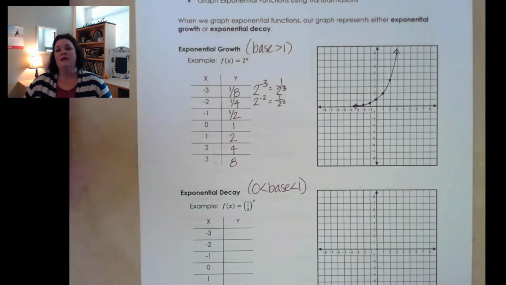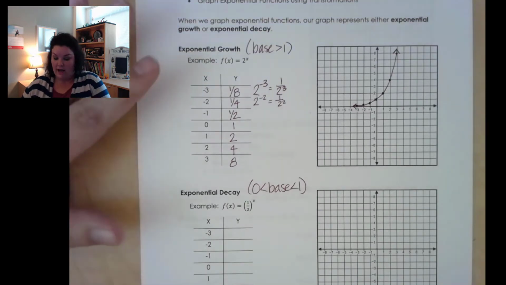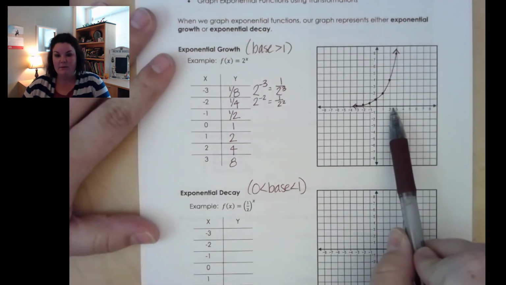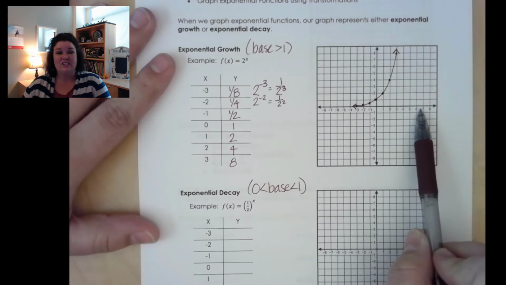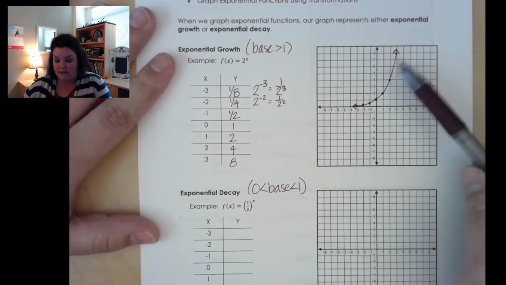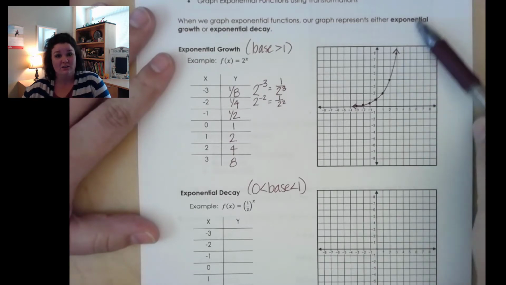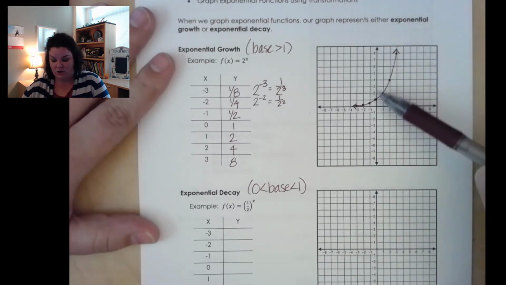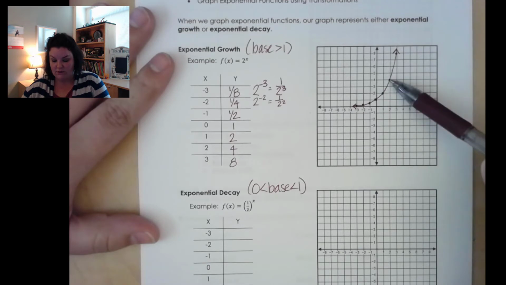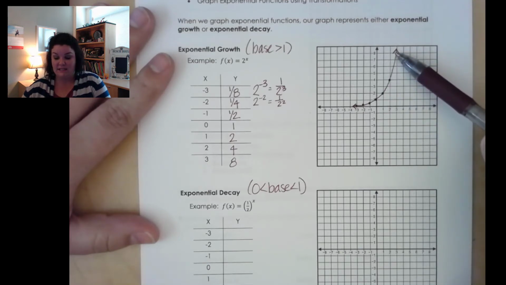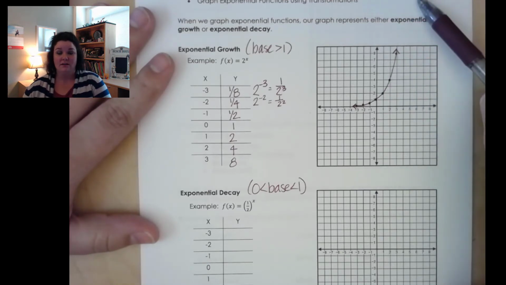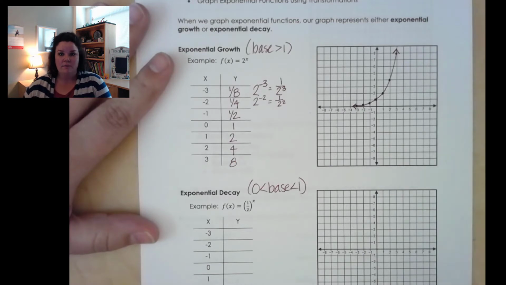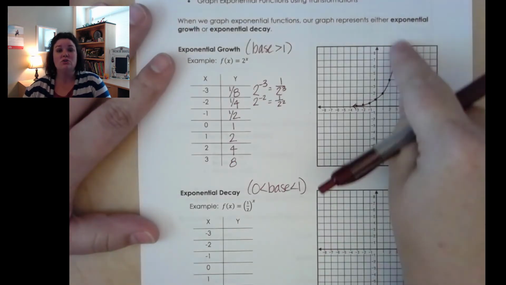Now, I want to think about what this graph would look like if I kept picking more and more points. I could continue to pick bigger and bigger numbers, and that's just going to raise 2 to higher and higher powers, which is going to make this shoot up huge. Notice it's already taken a turn and it's gone from 2 to 4 to 8. The next one would be 16, then 32, then 64. So this is going to shoot up and just get huge, huge, huge.